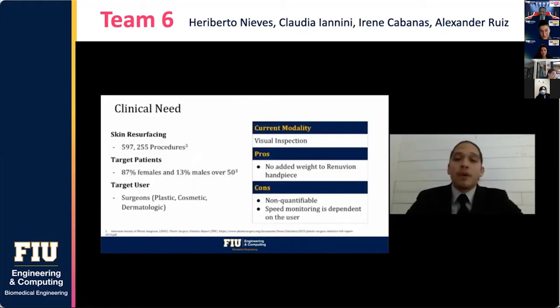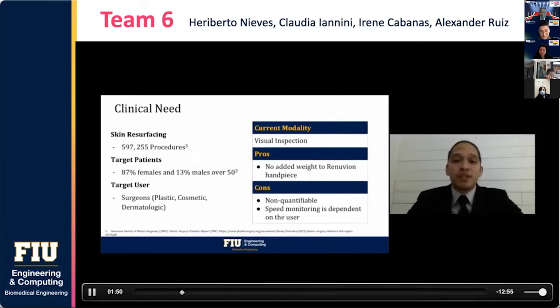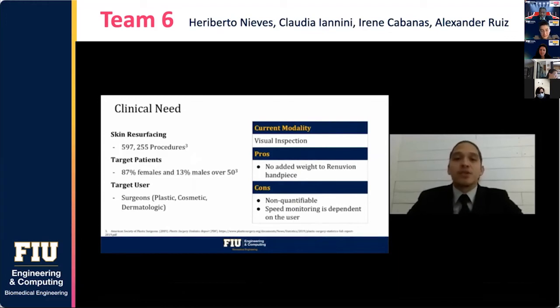To begin, our project's clinical need aligns with that of skin resurfacing. In 2019, almost 600,000 procedures were reported in the US by plastic, cosmetic, and dermatologic surgeons. Additionally, the target population was identified as predominantly female patients above the age of 50. With such a large number of procedures and patients, improving the capabilities of the Renuvion system has the potential of contributing to the success of these treatments. Currently, the only mode for assessing the tissue effects of the handpiece is visual inspection by the surgeon. Therefore, with the help of Apex Medical, we determined the need for an alternative, more quantifiable method for monitoring the effects on the tissue.